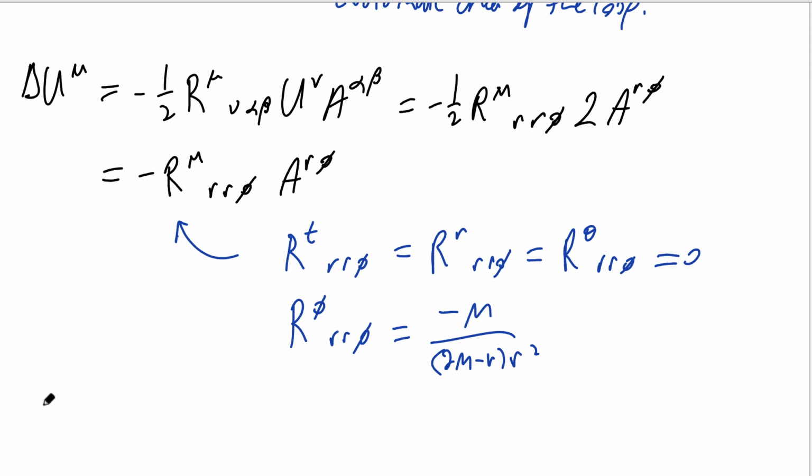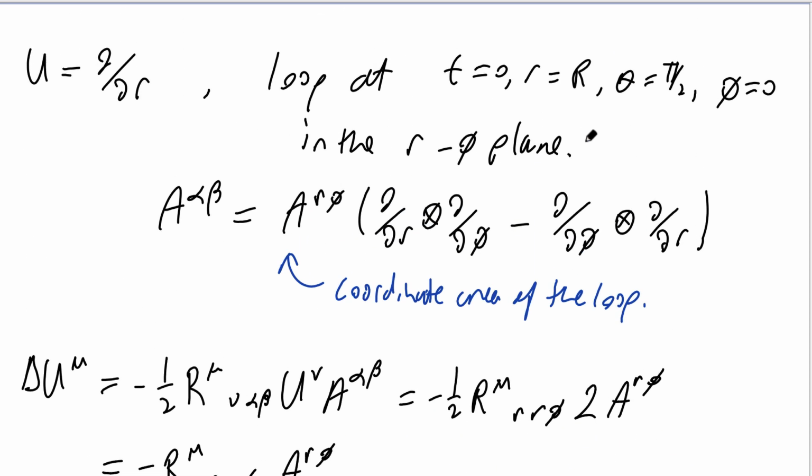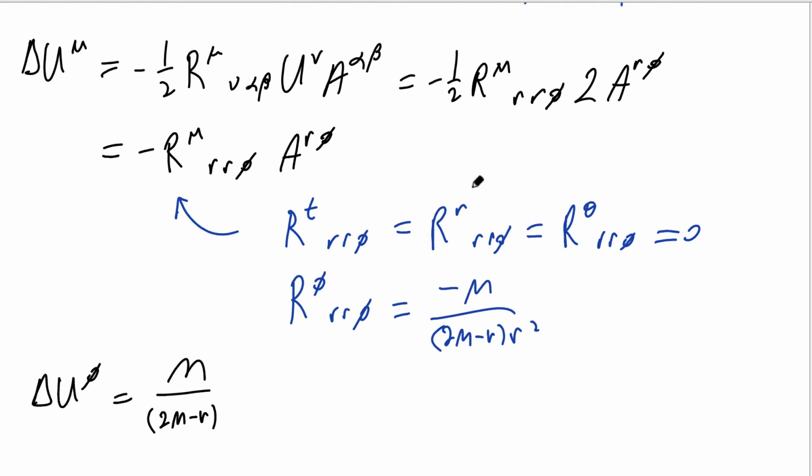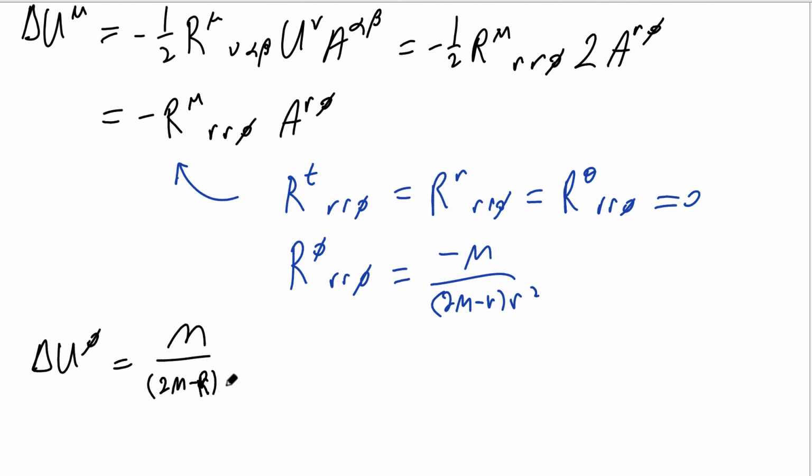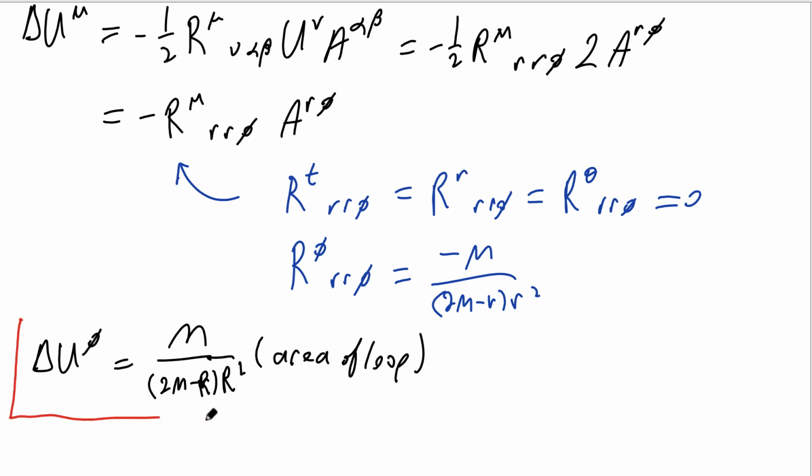So the result then is that the change in u is entirely in the phi direction, and it's just given by minus this, that would be plus m over (2m minus r), and we're evaluating this at the point r equals capital R, so that's a capital R, times r squared, and all of that times the area of the loop. So if we have a vector that points in the r direction, and we parallel transport it around an infinitesimal loop in the r-phi plane, it will be rotated somewhat into the phi direction due to the curvature of the Schwarzschild spacetime.